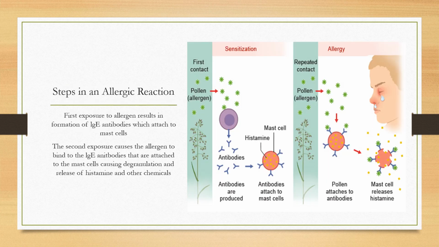So these are the steps in an allergic reaction. The first exposure to an allergen will result in formation of these IgE antibodies, which will attach to mast cells. And so with this mast cell, this is when histamine is released.